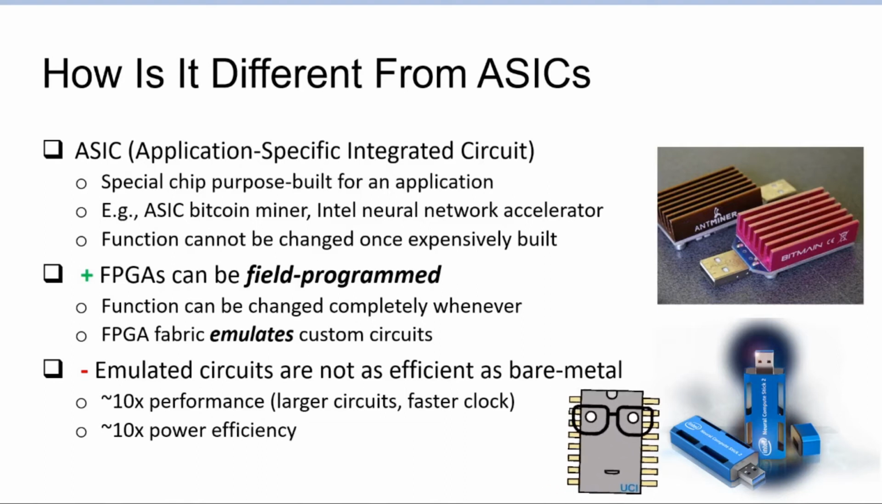you can get 10x or more performance if you actually go all the way to an ASIC, because you can have larger circuits, because the circuit density is higher if you're not emulating something, if you're just using the raw underlying silicon to do something. Also, it lets you use a faster clock.